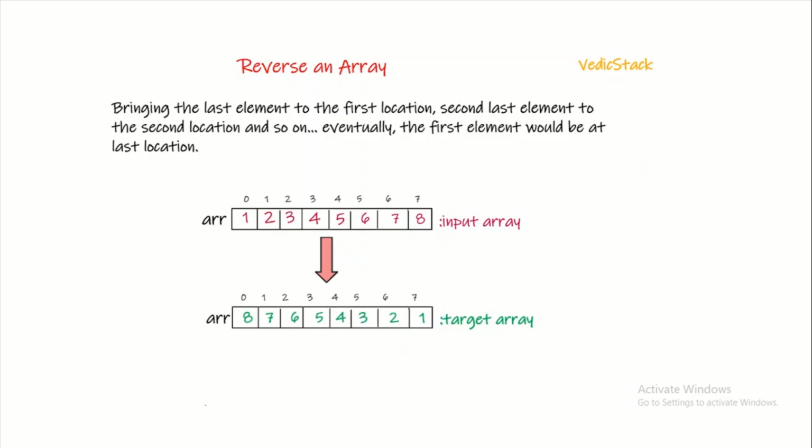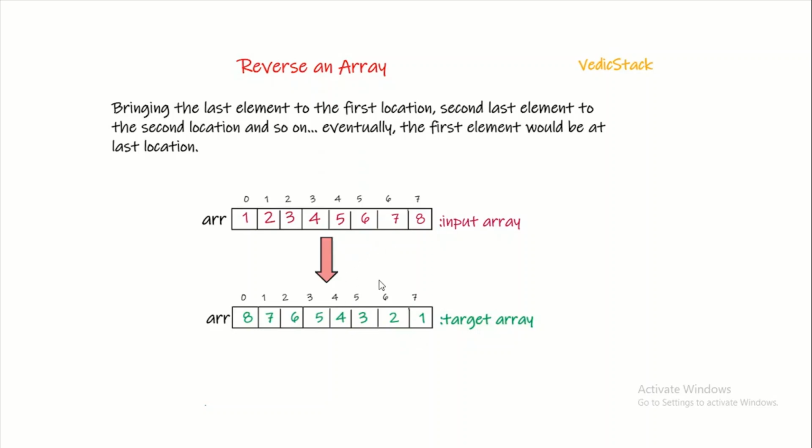So what we basically need to do is, we are given an array, suppose for example I have taken an array of 8 elements. We have to reverse it in the backward order. That is, the last element has to come to the first position, the second last element has to come to the second position, and so on, so that the first element will definitely be at the last position. So this is what we have to perform.